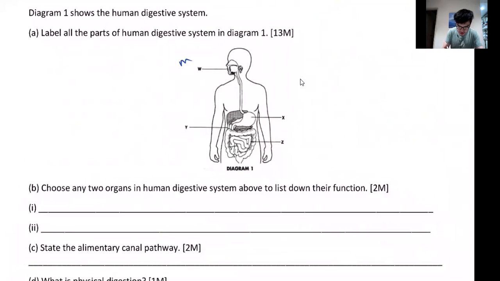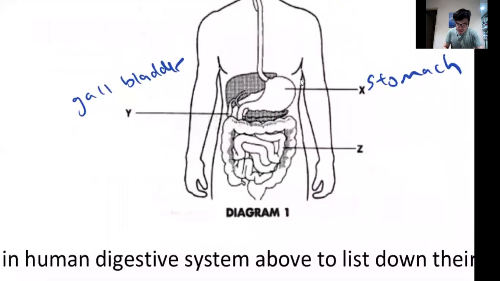W is the mouth. Okay, X is the stomach. Okay, Y is the gallbladder. This is your gallbladder. In Mandarin, we call this 胆. So we used to believe that this thing determines your guts, whether you are brave or not. 你有没有胆？你大不大胆？ Okay, it has nothing to do with it. It's just part of the digestive system.